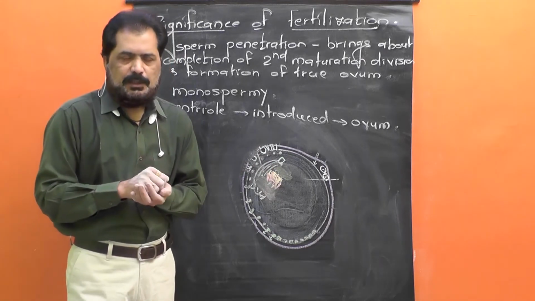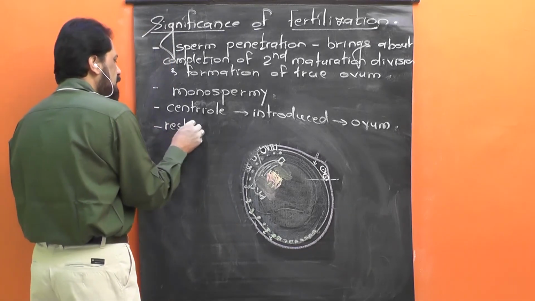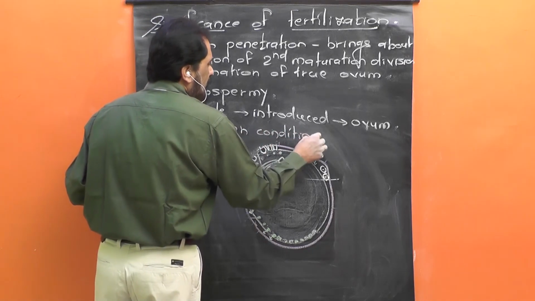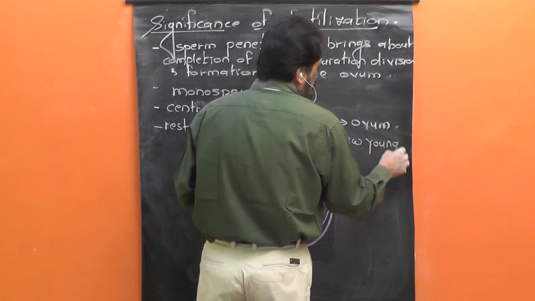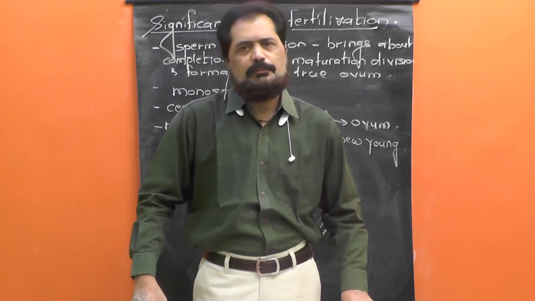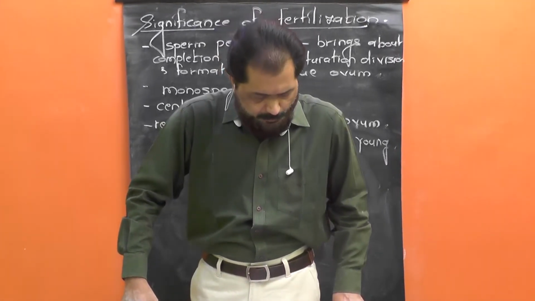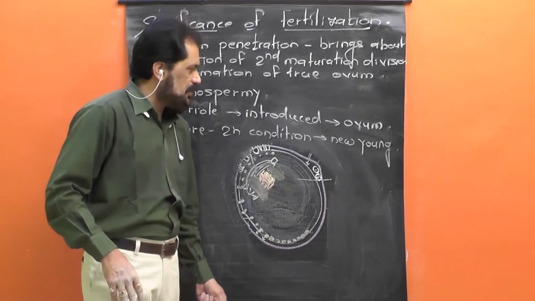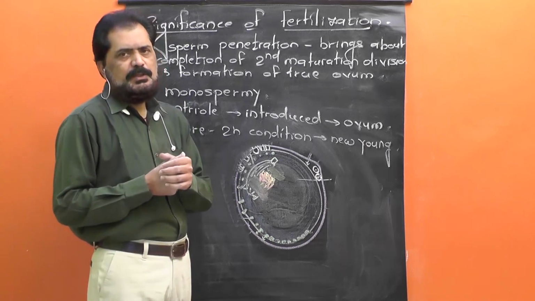आणखी आपण असं म्हणू शकतो that the fertilization helps to restore the diploid condition in the new young one, because you know, during fertilization, haploid male gamete and haploid female gamete come together to form the diploid zygote. So it helps to maintain and restore the diploid condition in the new offspring, or we can say in the next generation. Because of fertilization, the ovum becomes metabolically very active and it starts the further process of cleavage. So there are so many different significances of fertilization.